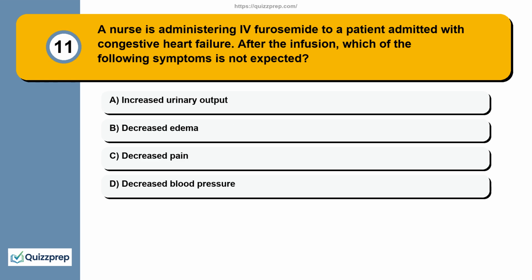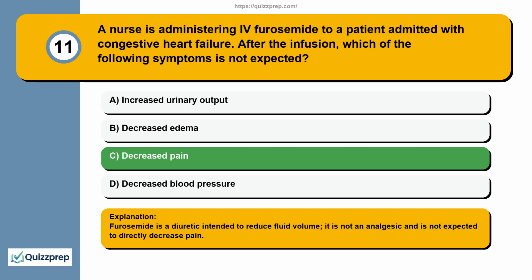Question 11. A nurse is administering IV furosemide to a patient admitted with congestive heart failure. After the infusion, which of the following symptoms is not expected? Increased urinary output, decreased edema, decreased pain, decreased blood pressure. Furosemide is a diuretic intended to reduce fluid volume. It is not an analgesic and is not expected to directly decrease pain.